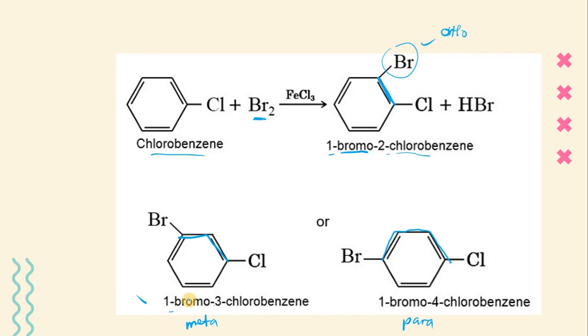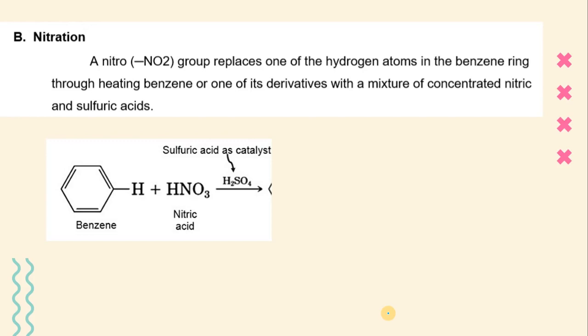You can have ortho bromobenzene, bromo chlorobenzene. You can have the meta or the para bromo chlorobenzene. Okay. Next, nitration. So after with halogenation, you can have nitration.